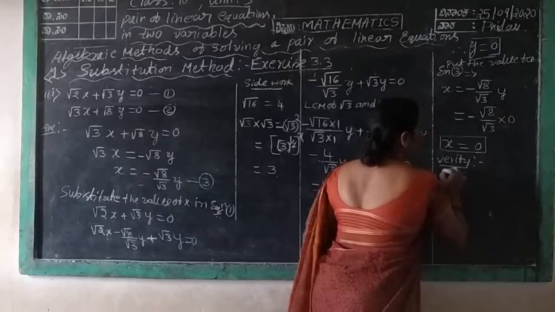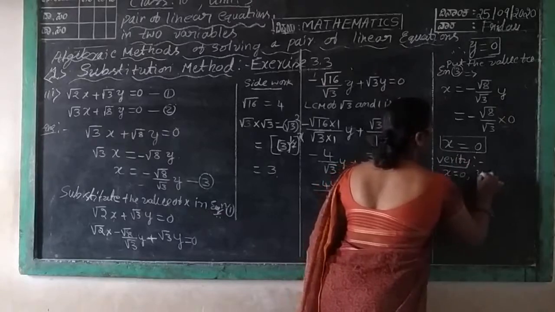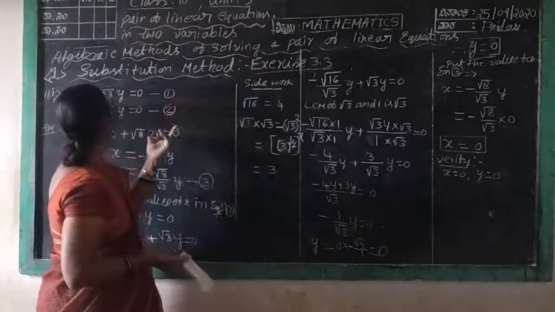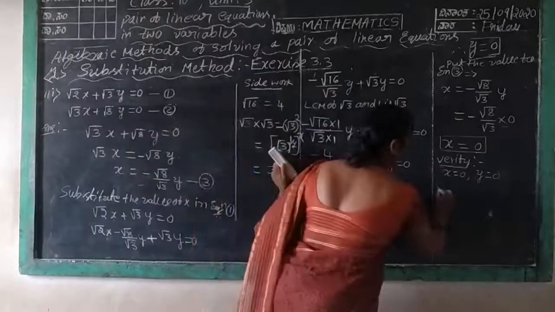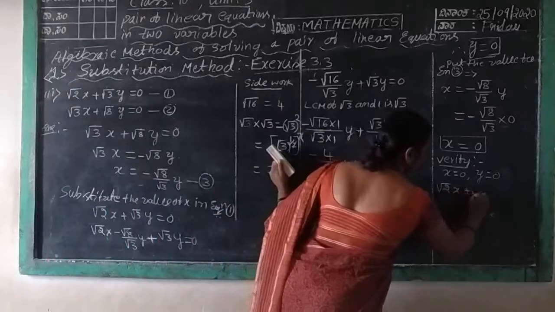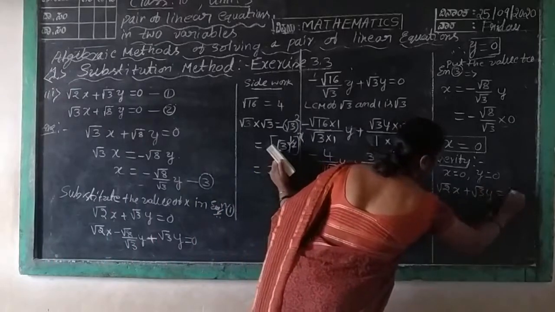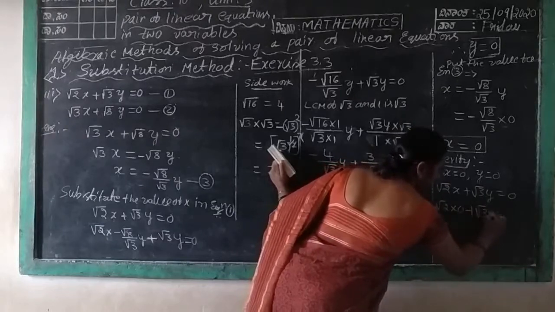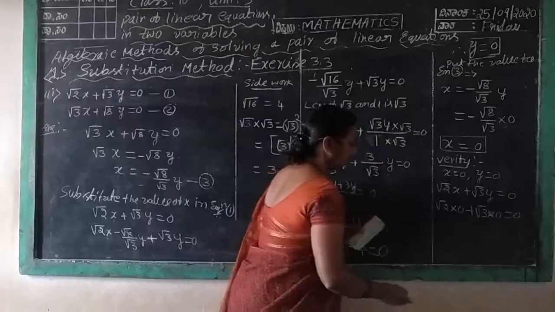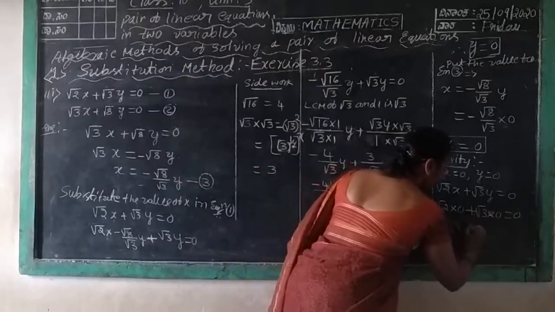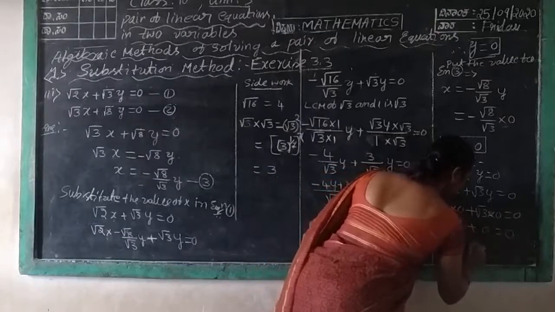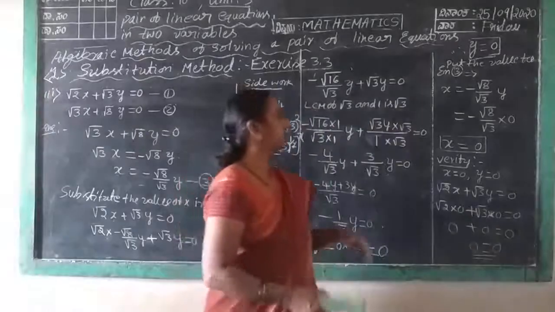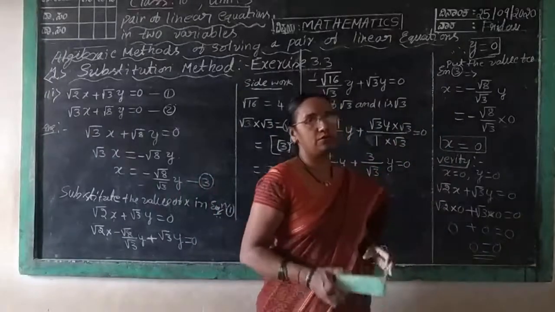Take x is equal to 0 and y is equal to 0 in the problem. We take the first equation and substitute the values: root 2 x plus root 3 y is equal to 0. Root 2 into 0 plus root 3 into 0 is 0 plus 0, which is equal to 0. Your answer is correct. x is equal to 0 and y is equal to 0 is correct.